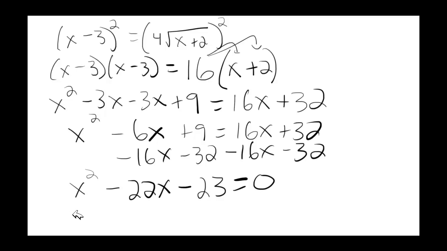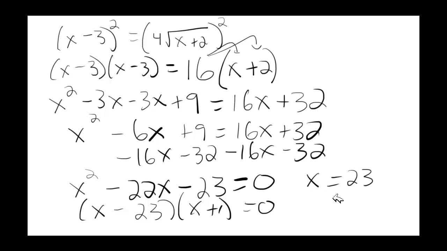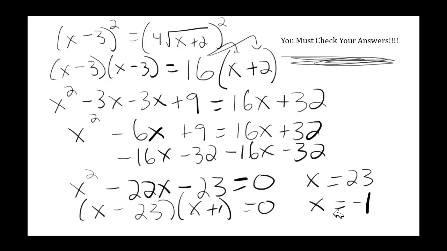So let's see. This looks like x minus 23 and x plus 1 equals 0. So I get possible answers of x equals 23 and x equals minus 1. And now it's very important. We have to check them. A lot of times one will work and one won't, and nobody knows until you plug them in. Maybe they both work, maybe they both don't work. No one knows until you check. So let's see which of these answers, if any, work out for us. So I'm going to plug these back into the original.